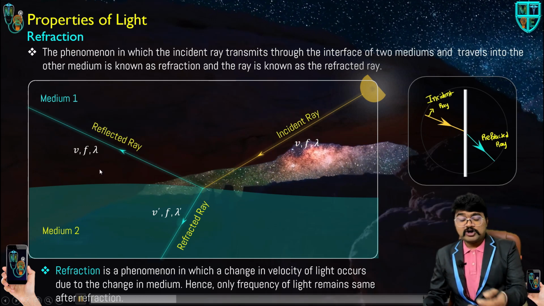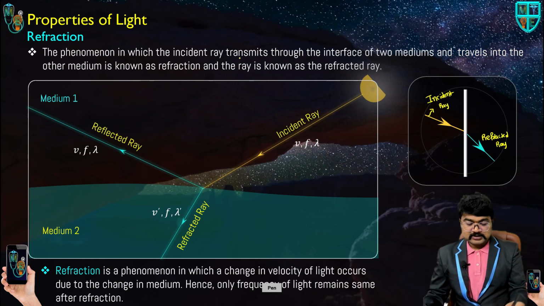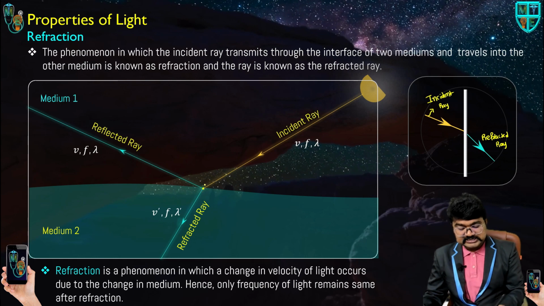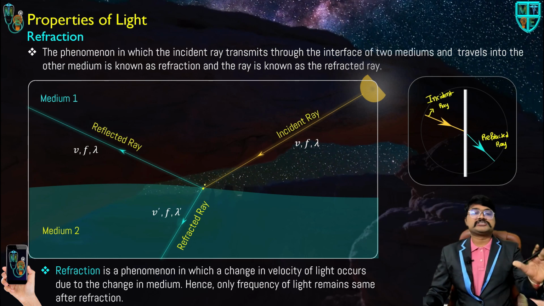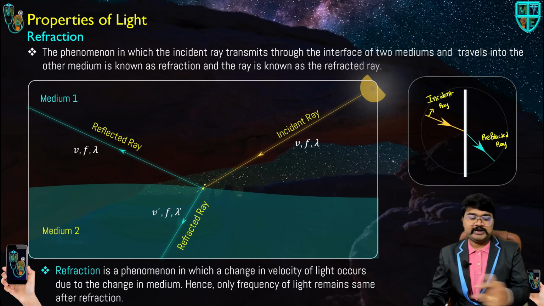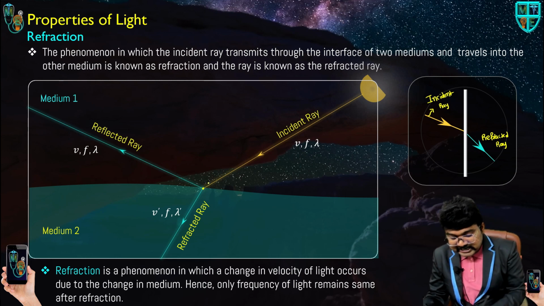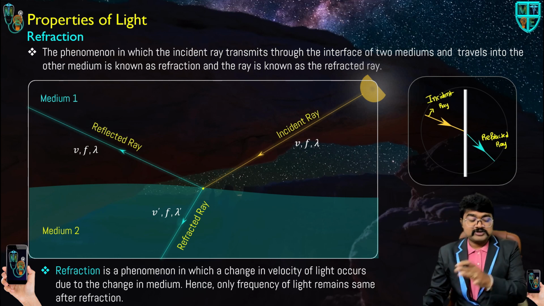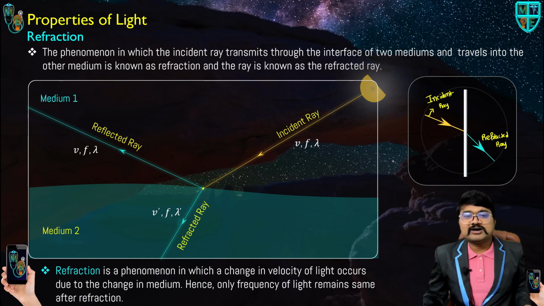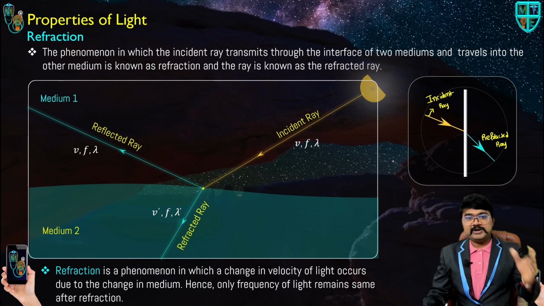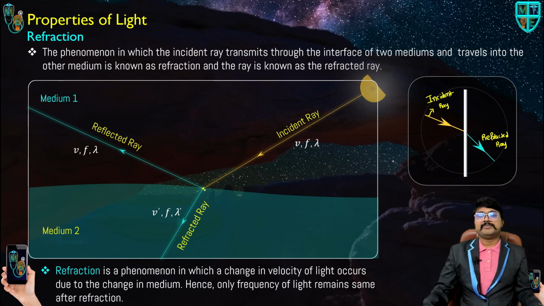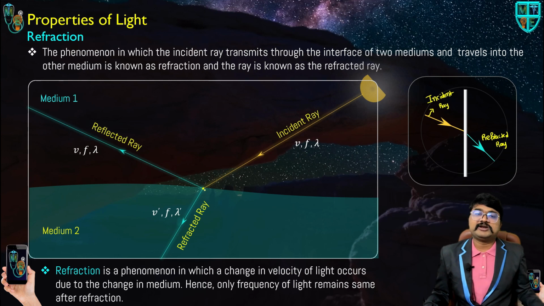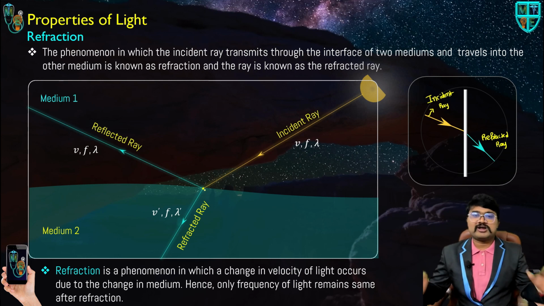I repeat this. The phenomenon in which the incident ray transmits through the interface of two mediums, transmits into the other medium, travels into the other medium. Understood now? So that is the refraction. Incident ray coming from medium 1 and refracted ray transmits or travels into the other medium. That is the basic difference between reflection and refraction. These are some fundamentals related to reflection and refraction.